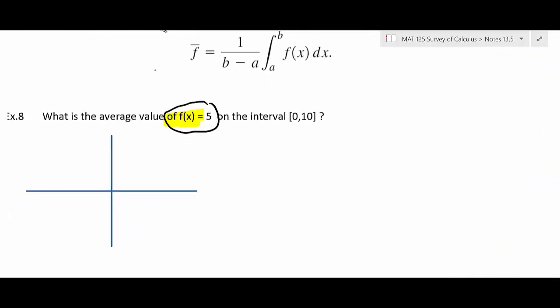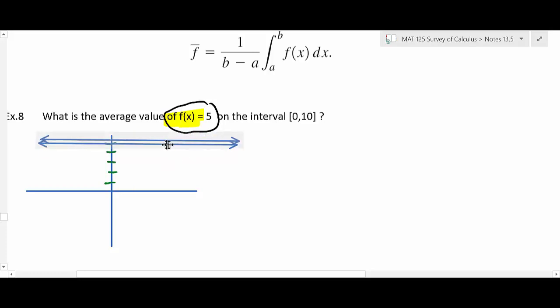Okay, so all you need to do is go up 5, and then you can draw a line that goes through like that. It's a horizontal line. That's not a very good horizontal line. There we go, something like that. You get the idea. We're going through 5 like that. Now we're going to find the average value from 0 to 10. So let's just go out to 10.